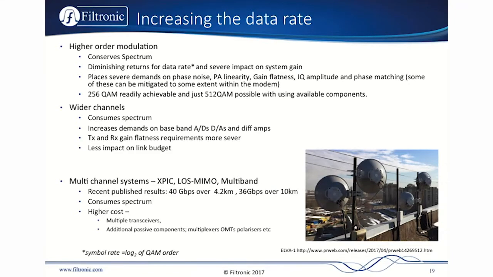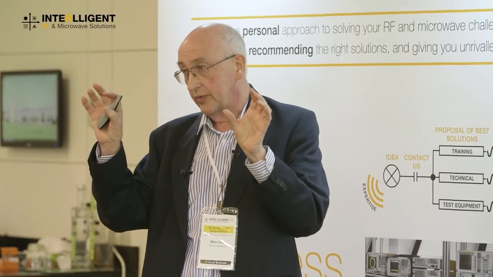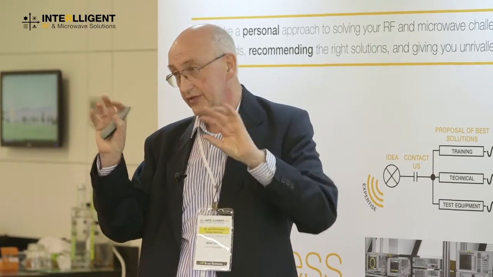And then the other way of doing it is multi-channel systems. So line of sight MIMO is one technology that is being looked at. XPIC, where basically you've got 2 transceivers operating on opposite polarization, so you can double the capacity of a link. You have to, of course, use twice as many transceivers at each end, so there's a cost penalty. Or multiband, so you could, for example, have 2 channels operating, and each of those channels could be cross-polarized, so you could get up to 4 times the capacity doing that.